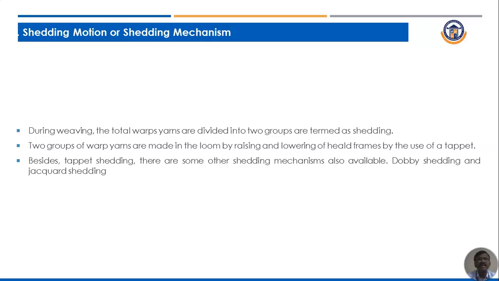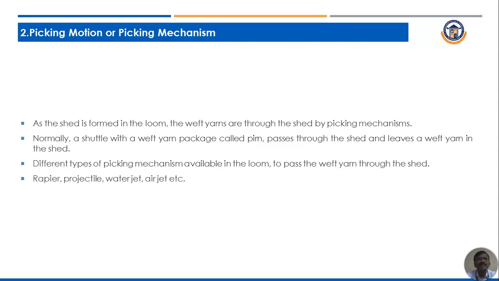Next, the shedding mechanism means dividing the single layer of warp threads into two layers of warp. It is mainly done to insert the weft inside the warp. Picking motion, or picking mechanism, is nothing but inserting the weft yarn into the warp yarn. This mechanism is used to insert the weft.